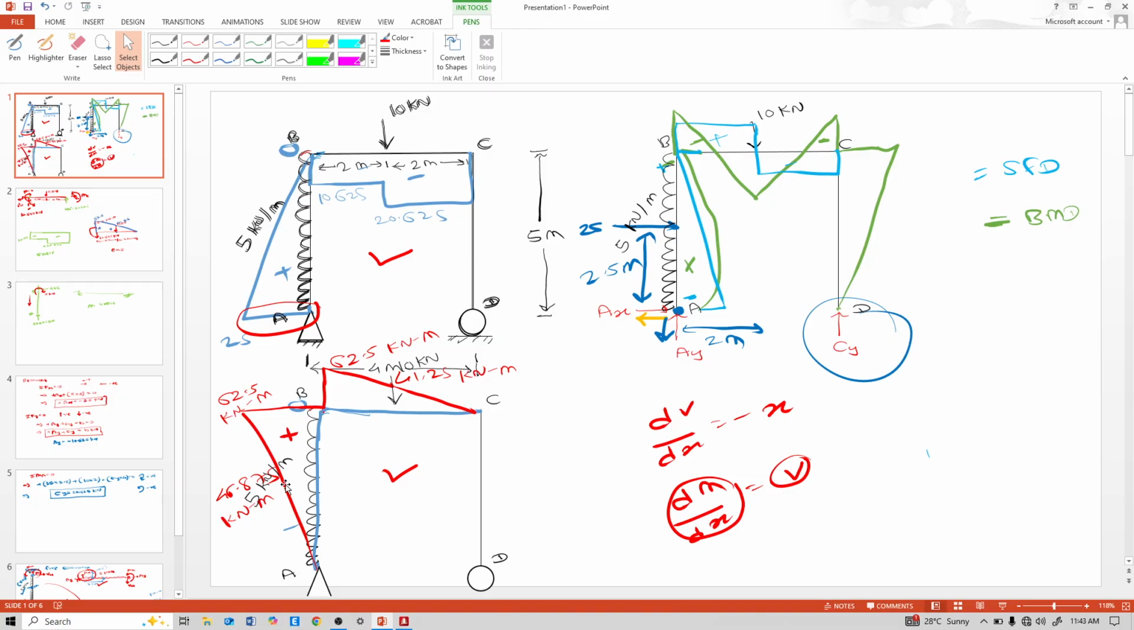I think this shape is correct, because see, slope is maximum here. If we draw like this, and see, slope is less here, that's why this shape is correct. Slope needed to be maximum.